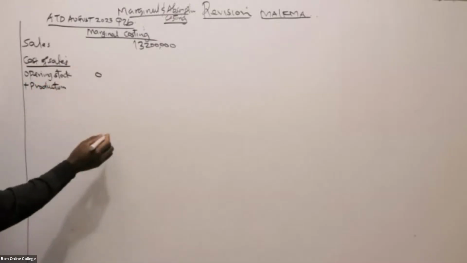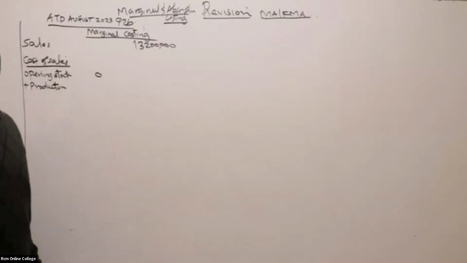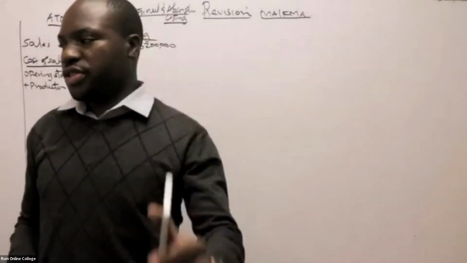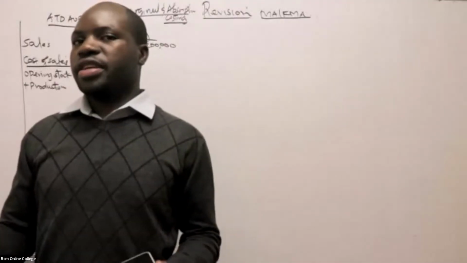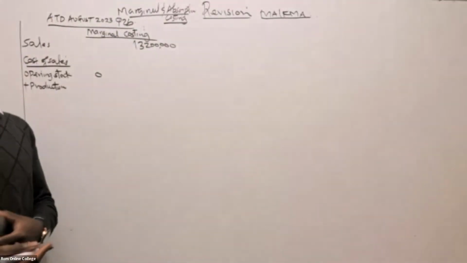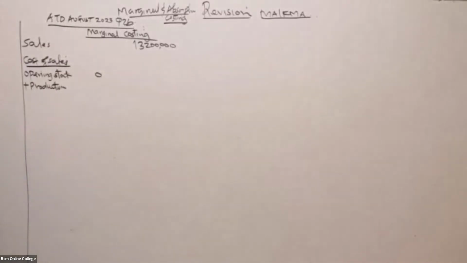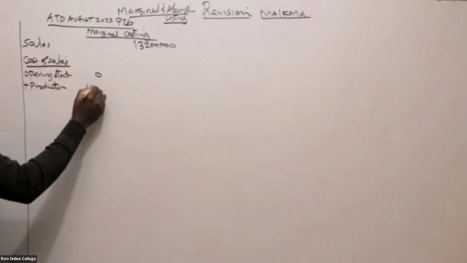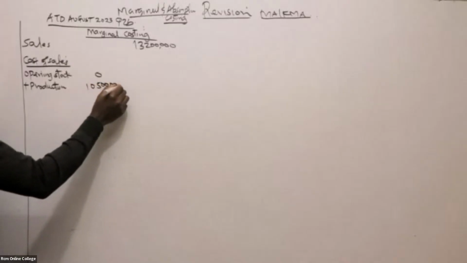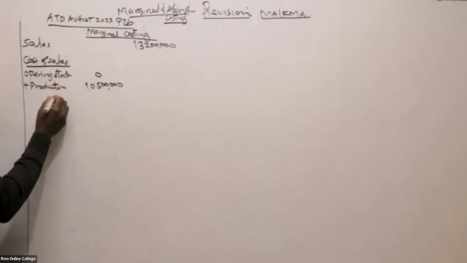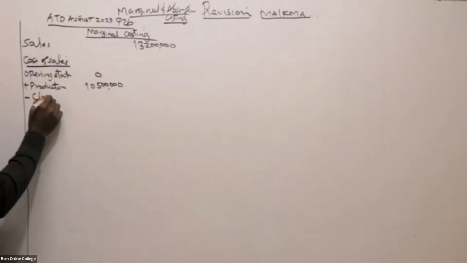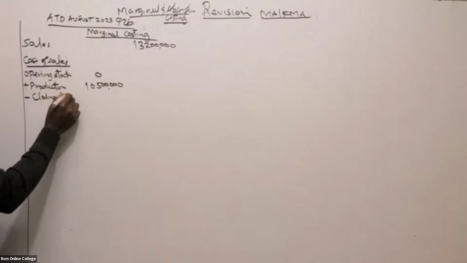Remember, 30,000 units were produced and the production cost per unit under marginal costing, how much did we say? 350. So can you take 350 multiplied by the 30,000 units that were produced? That is 10,500,000. Then to that, remember we need to less closing stock.